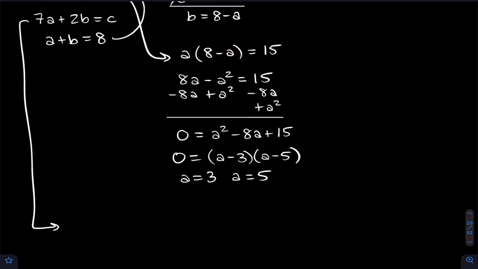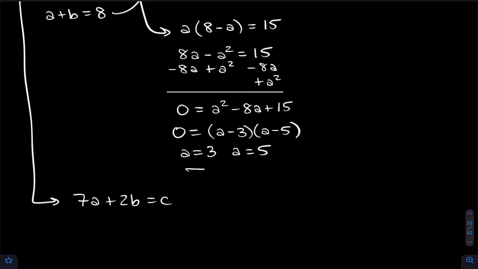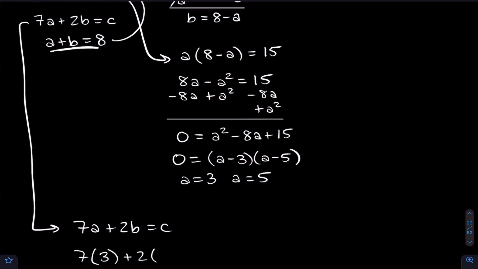Take this equation, 7a plus 2b is equal to c. What you can do is just use these a's to solve for b as you plug in. If I plug in a 3 here, then we already know what the value of b is going to be. Since a plus b is equal to 8, if a is equal to 3, like we just plugged in, then b would need to be 5. So you get 3 plus 5, which is 8.